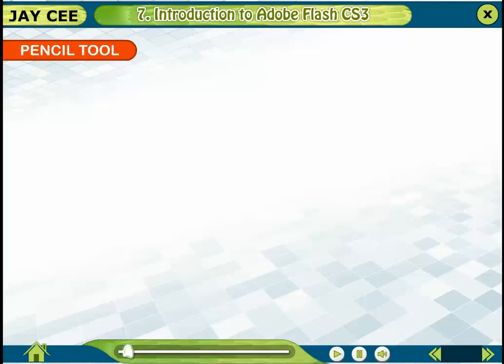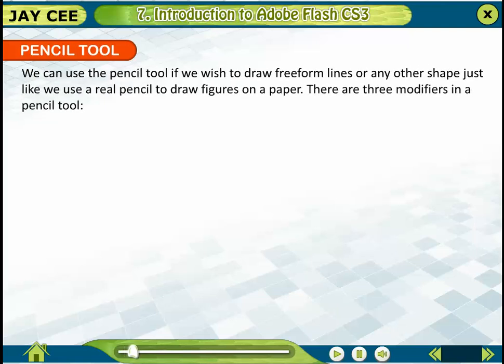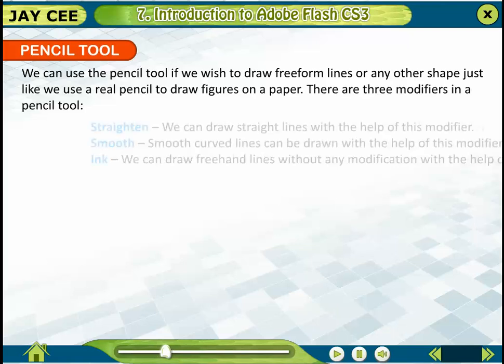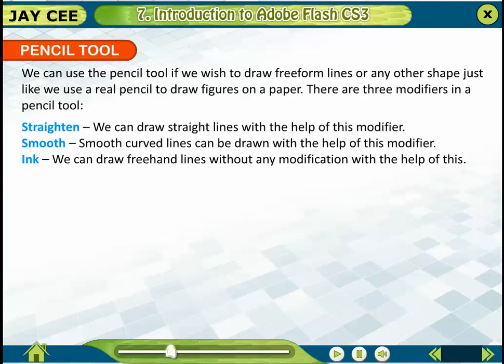Pencil tool. We can use the pencil tool if we wish to draw free-form lines or any other shape, just like we use a real pencil to draw figures on paper. There are 3 modifiers in a pencil tool. Straighten. We can draw straight lines with the help of this modifier. Smooth. Smooth curved lines can be drawn with the help of this modifier. Ink. We can draw freehand lines without any modification with the help of this.